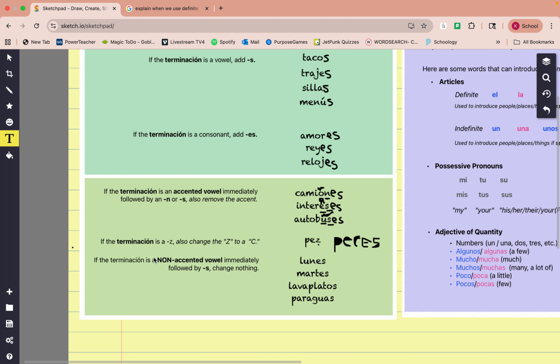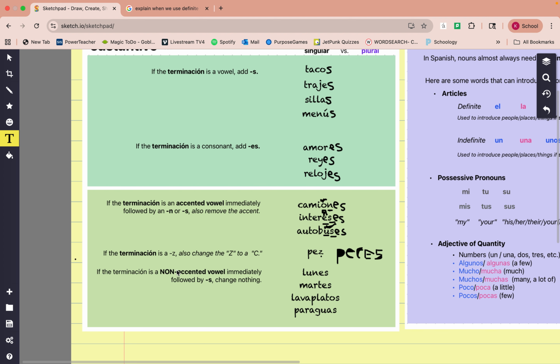All right, and finally, if the ending, la terminación, is a non-accented vowel immediately followed by an S. So for example, here we have the letter E, but it's not accented. Here we have the letter E, not accented. Here we have the letter O, not accented. Here we have the letter A, not accented. So these are non-accented vowels, and then they're followed by an S.